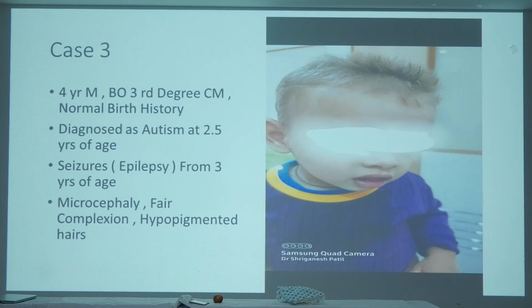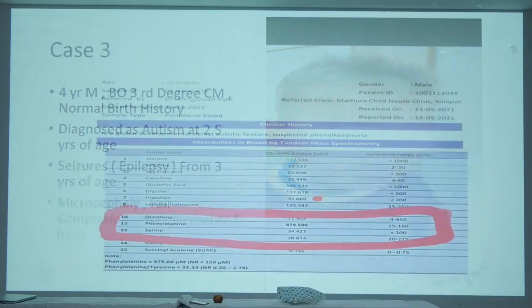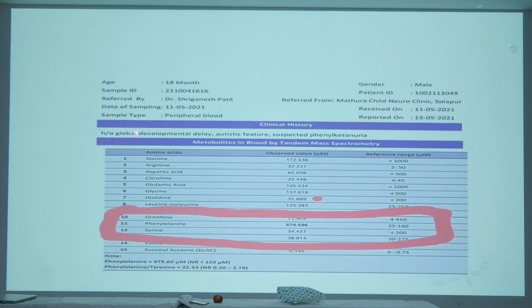The outside adult neurophysician ordered him the MRI. We can do the MRI, but what will be the next investigation? Fair complexion, hypopigmented hairs, autistic features. So we ordered the TMS. We gave the proper history. There is a history of global developmental delay, autistic features, and we are suspecting phenylketonuria.